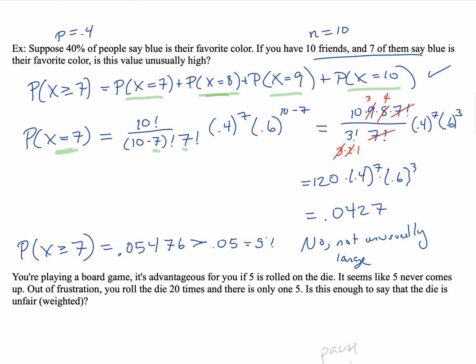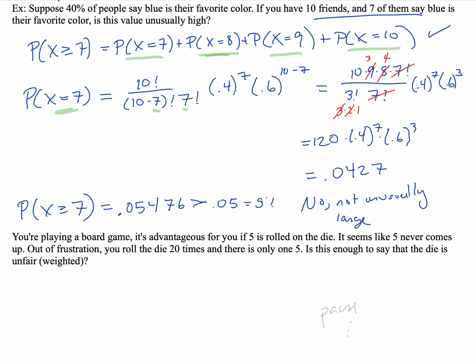All right, you're playing a board game and it's advantageous for you if 5 is rolled on the die. It seems like 5 never comes up. Out of frustration, you roll the die 20 times and there's only one 5. Is this enough to say that the die is unfair or weighted?